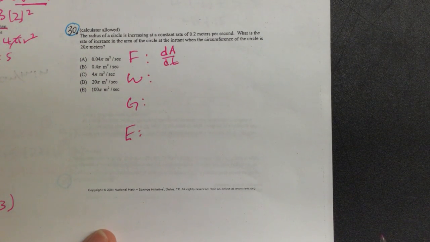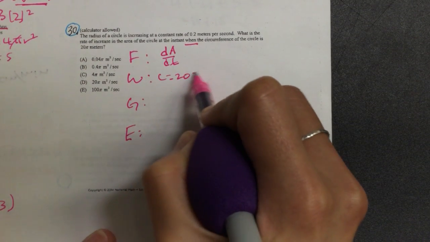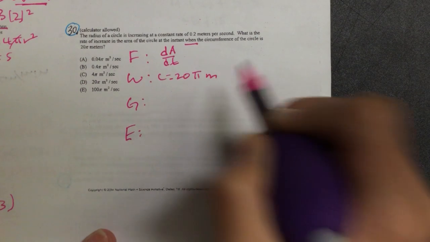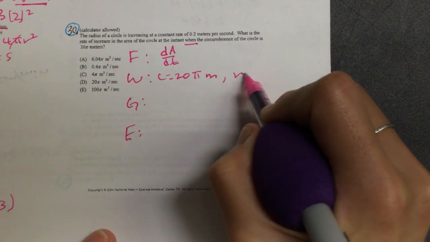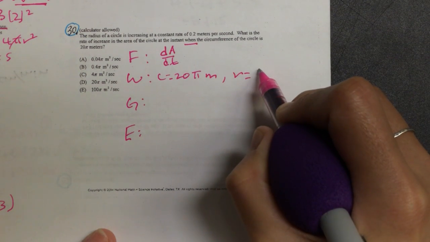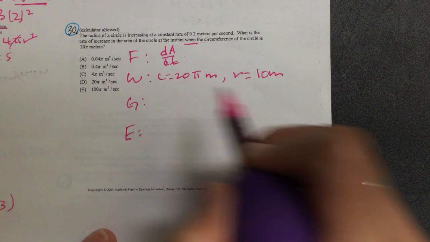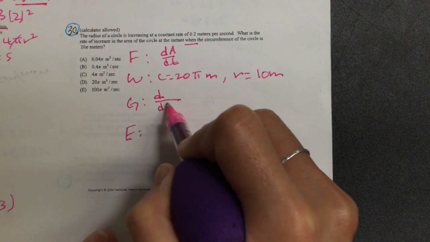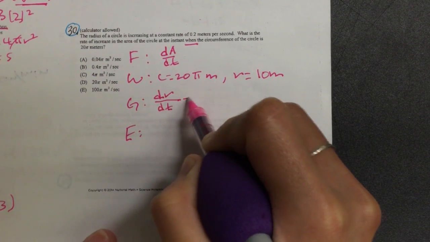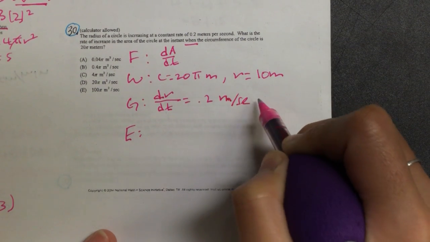And they already told us, I saw the word "when" once. When the circumference is 20 pi meters, is it? So if I know the circumference is 20 pi, could I find the radius? What is my radius then? 10 meters, no pi's. Pi's go away. And the given rate that they gave us was d what of the dt? dr, very good. So we have 0.2 meters per second. Is it by second? Yeah.